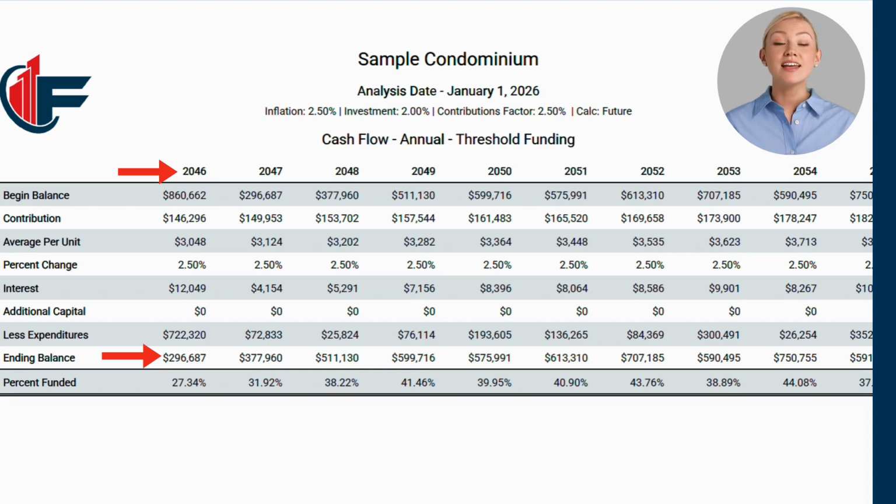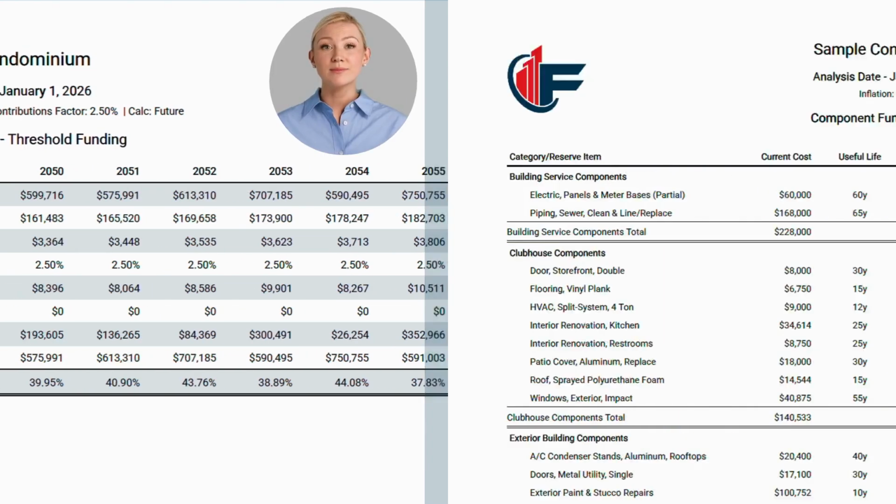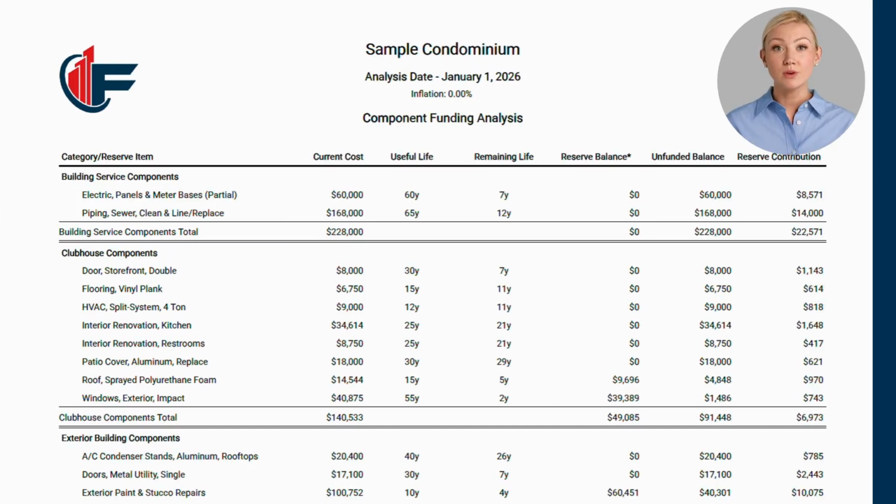To clarify, any revisions to the reserve study must be requested prior to the report's effective date. Once the association has entered the fiscal year for which the report was prepared, the revision period has closed, and any changes to the funding plans would require submitting a new update request. The final funding plan in this sample report is the component funding analysis.